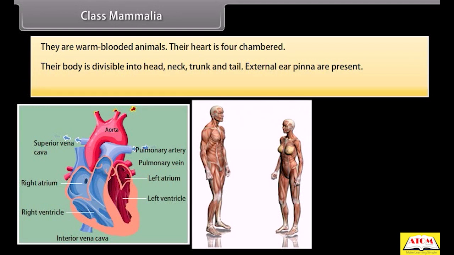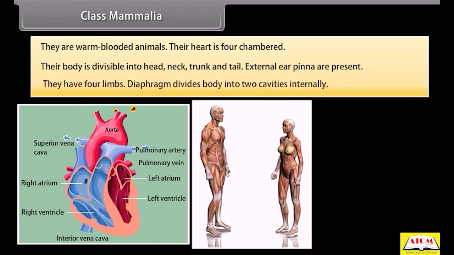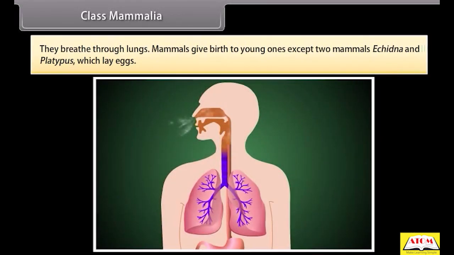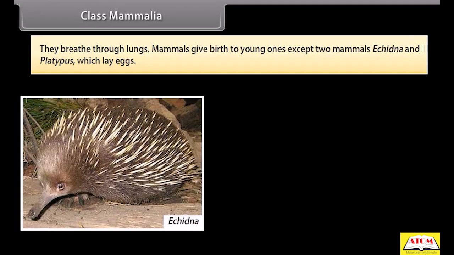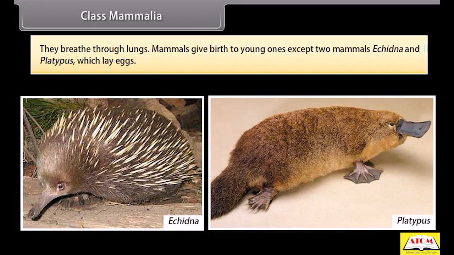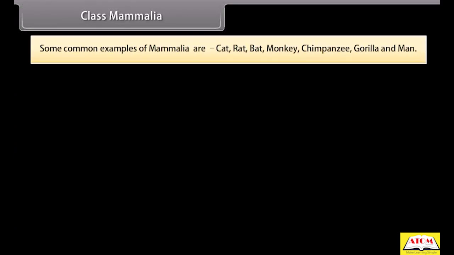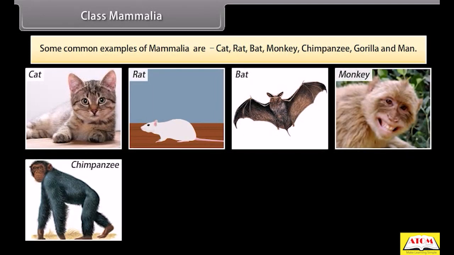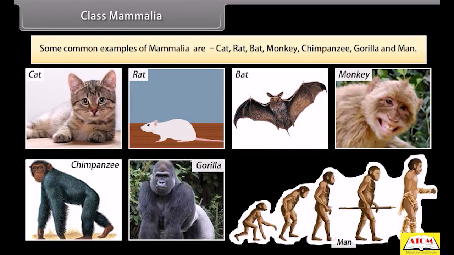External ear pinna are present. They have four limbs. Diaphragm divides the body into two cavities internally. They breathe through lungs. Mammals give birth to young ones except two mammals, Echidna and Platypus, which lay eggs. Some common examples of mammalia are cat, rat, bat, monkey, chimpanzee, gorilla, and man.